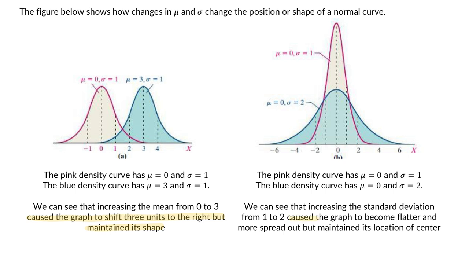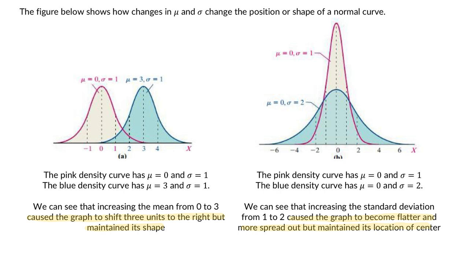Changing it from 1 to 2 caused the graph to become flatter and more spread out, wider, but maintain the location of its center. So the mean and the standard deviation control a lot about what the shape of your normal curve will look like. If it's not very spread out, you're going to have a very high peaked and skinny graph. If you have a wide standard deviation, it's going to be way flatter because your graph has to go a lot farther to get to that inflection point.